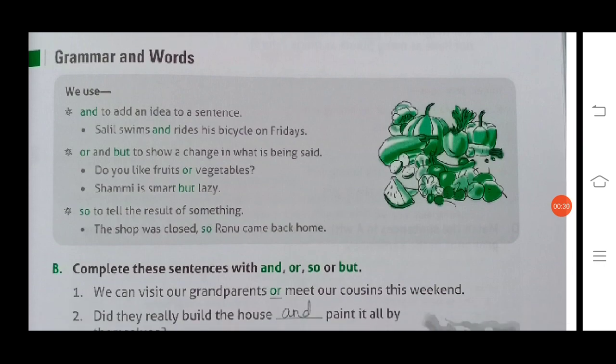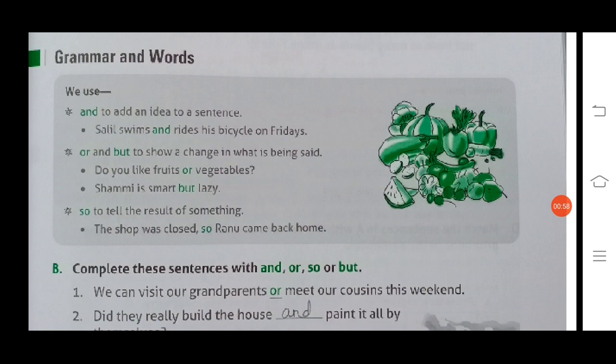Okay, so first we will learn the use of and, or, but, so. Okay, so we use and to add an idea to a sentence. When we add an idea, or when we talk of two things together, we use and. Okay, example: Salil swims and rides his bicycle on Fridays.